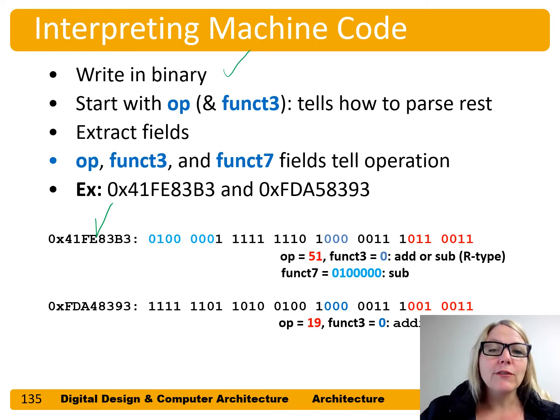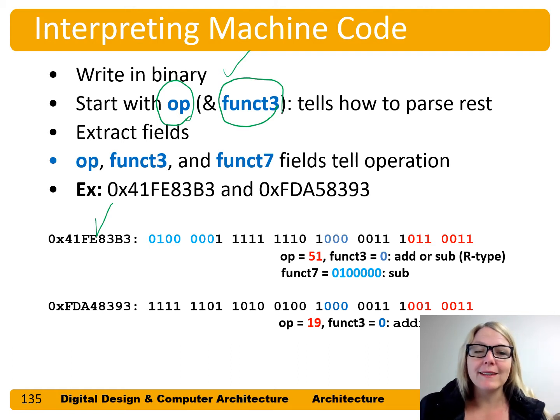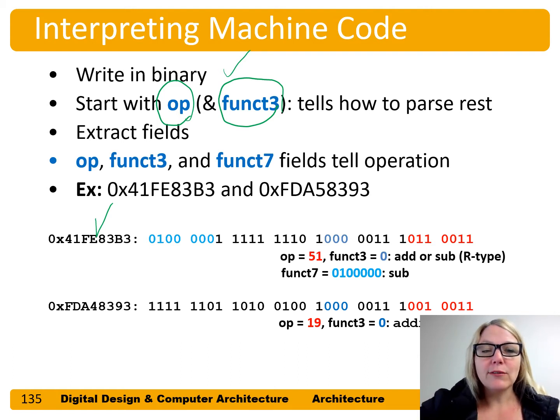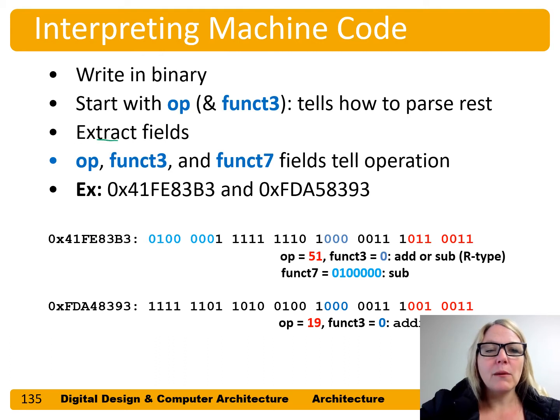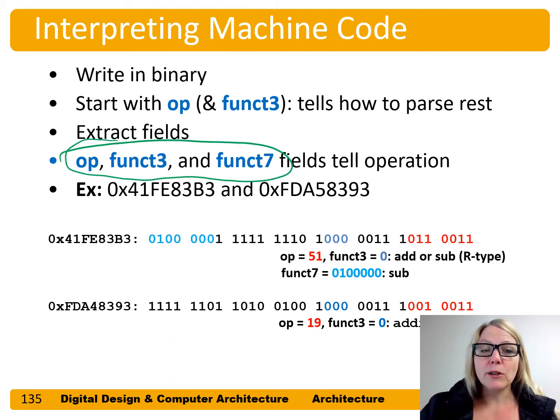We write it in binary first, and we look at the opcode, and if needed, func3, to tell us how to parse the rest of the fields, or what kind of format it is. So then we extract the fields and look at op, func3, and func7 fields to tell us what the operation is, and then we can convert it to our RISC-V assembly language.